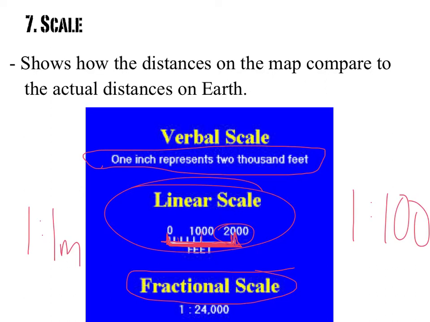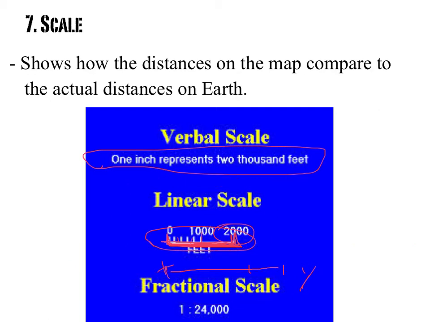So if you're trying to find out how far X is from Y in real life when they're shown as being this far apart on your map, you could take out a piece of paper and measure this example against this distance. You would see that, all right, that looks like about 2,000 feet right there, and then you add on that much more, and so it's about 1,000 extra feet. So in real life, these are about 3,000 feet apart, X and Y.